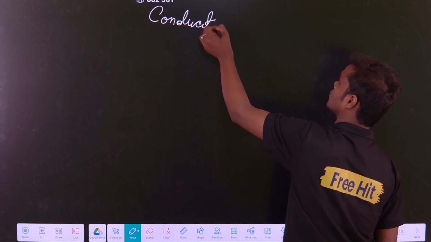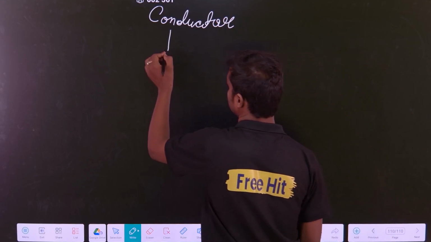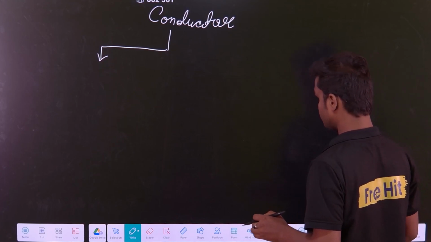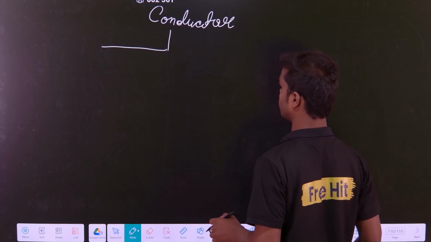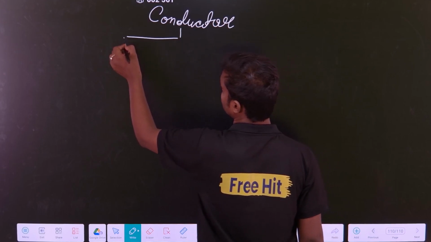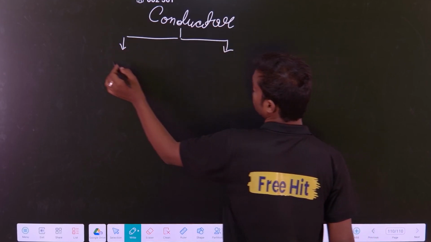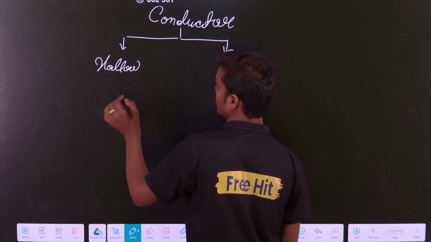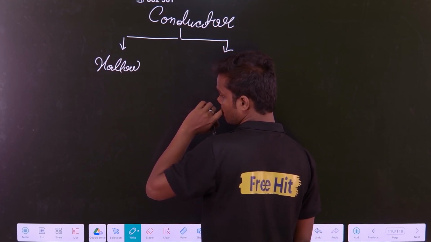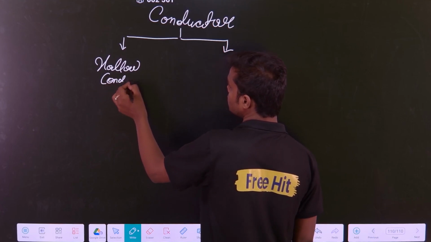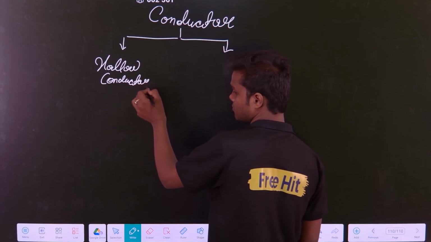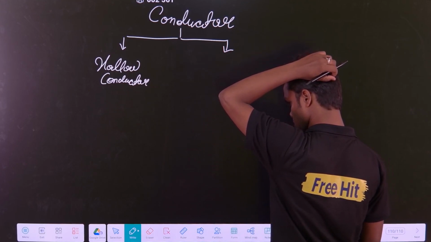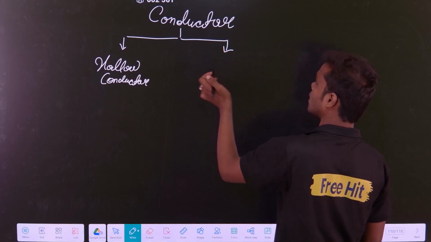Here basically we are going to divide our conductors into two types. One is hollow conductor and one is solid conductor.